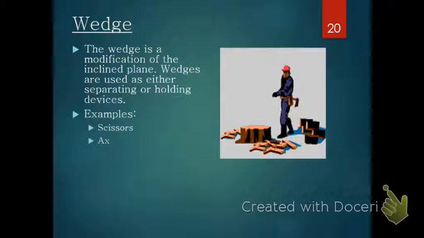All right, the wedge. The wedge is a modification of the inclined plane. Wedges are used either as separating devices or holding devices, right? A good example of a wedge is an axe. So again, an axe is not just a lever, but it's also a wedge.